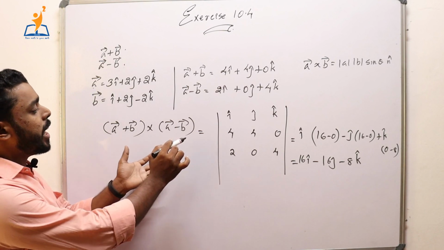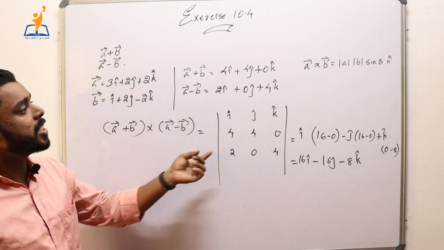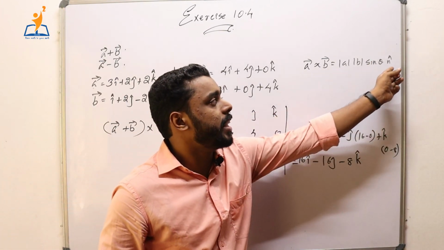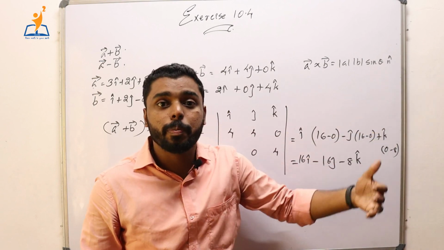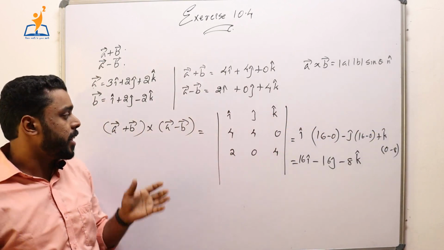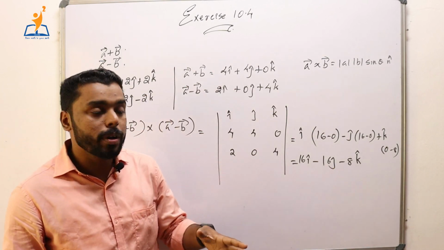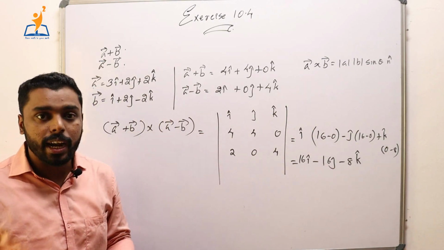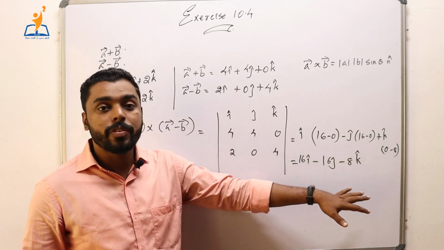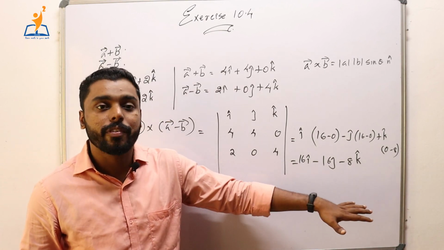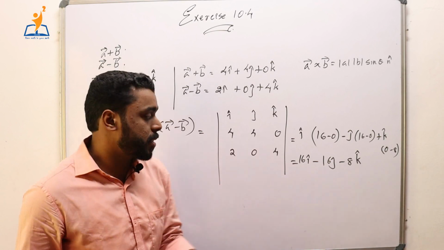ഈ വെക്ടർ ആക്ച്വലി ആരാണ്? a plus b cross a minus b is nothing but mod a mod b sin theta n cap, where n cap is the unit vector perpendicular to both these vectors. അതായത് നമുക്കിപ്പോൾ കിട്ടിയിരിക്കുന്ന ഈ റിസൾട്ടന്റ് വെക്ടർ എ പ്ലസ് ബി ആൻഡ് എ മൈനസ് ബിക്ക് പെർപെൻഡിക്കുലർ ആണ്. ഇനി അതിൻ്റെ ഡയറക്ഷനിലുള്ള യൂണിറ്റ് വെക്ടർ കിട്ടാനായിട്ട് എന്ത് ചെയ്താൽ മതി? It is enough to divide this vector by its magnitude.